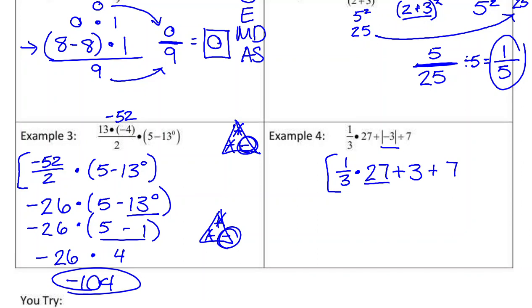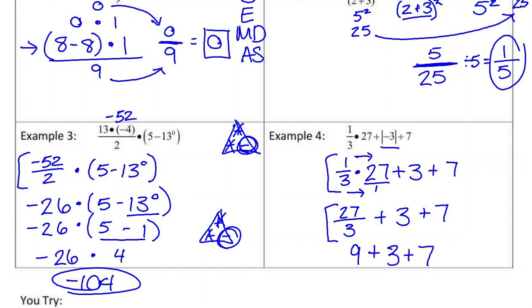27 goes over 1. Multiply across the top, multiply across the bottom. 1 times 27 is 27. 3 times 1 is 3. So now I have 27 over 3. That looks familiar. Plus 3 plus 7. Finish this fraction, which is division. 27 divided by 3 is 9. And then finish. I have to do the addition here, which is 12 plus 7. And 12 plus 7 is 19.